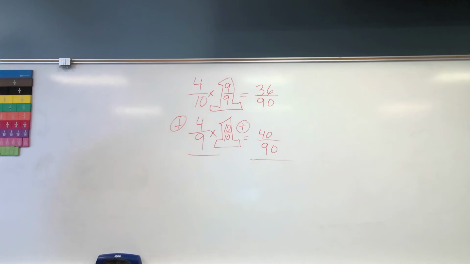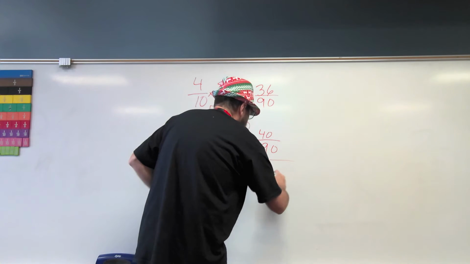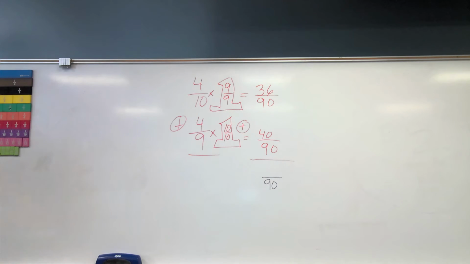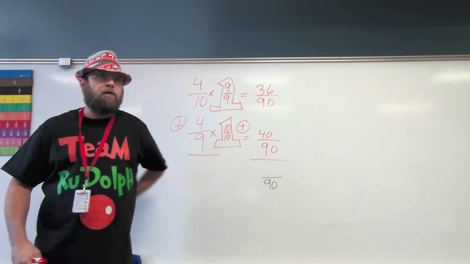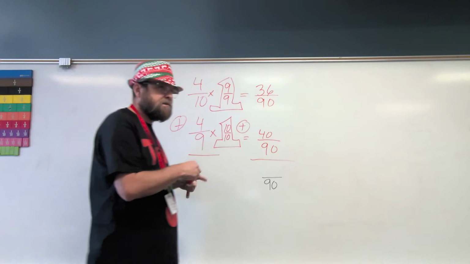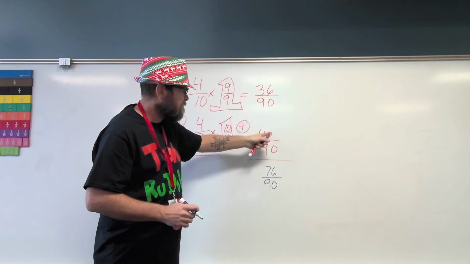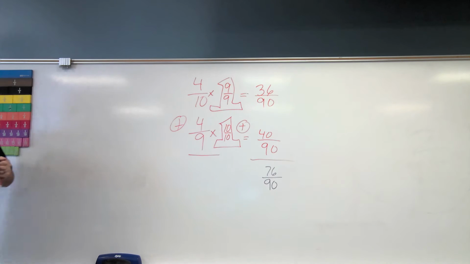All right, so now that I'm adding, Emily Kate, I have the same denominator. So I know that's going to be my denominator in my sum. So what I need to know now, Emily Kate, is what is 36 plus 40? Excellent. 76. All right, so now we get 76/90ths.